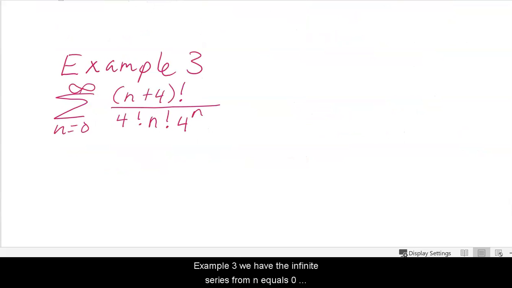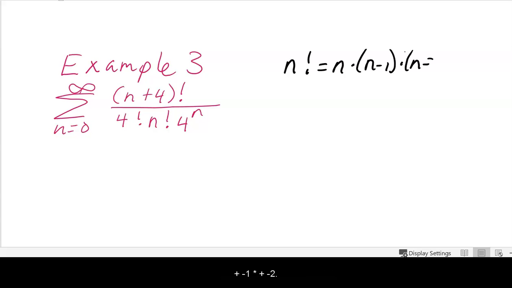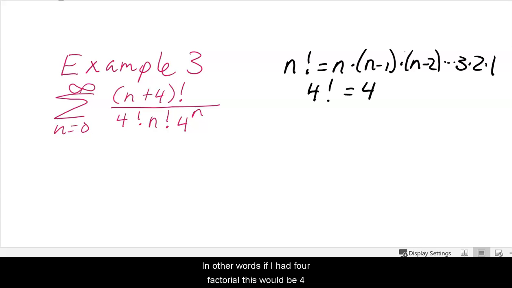In example 3, we have the infinite series from n equals 0 to infinity of n plus 4 quantity factorial divided by the quantity 4 factorial times n factorial times 4 to the nth power. The exclamation point represents the factorial. Just to remind you of what a factorial is, remember that a factorial by definition for n factorial is n times n minus 1 times n minus 2 all the way down to 3 times 2 times 1. In other words, if I had 4 factorial, this would be 4 times 3 times 2 times 1.